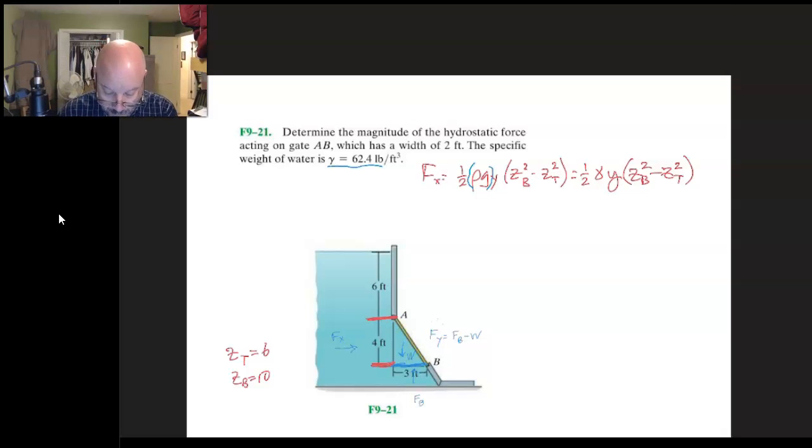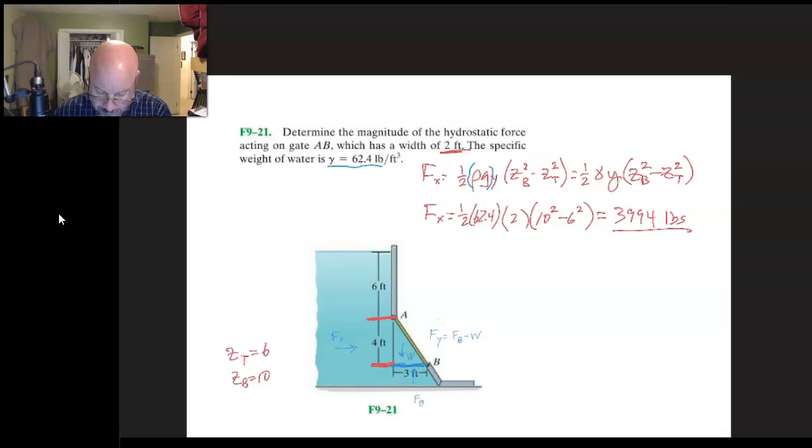Okay, so if we put in all of our numbers to get that x component, I've got 1/2 times 62.4. And again, for the sake of time and messiness, I'm going to not put the units on here. It's 2 feet. That's my value for y. Got that right there. And then I put in 10 squared minus 6 squared. And the number that I'm going to get for that is 3994, and we're in English units, so that's pounds.